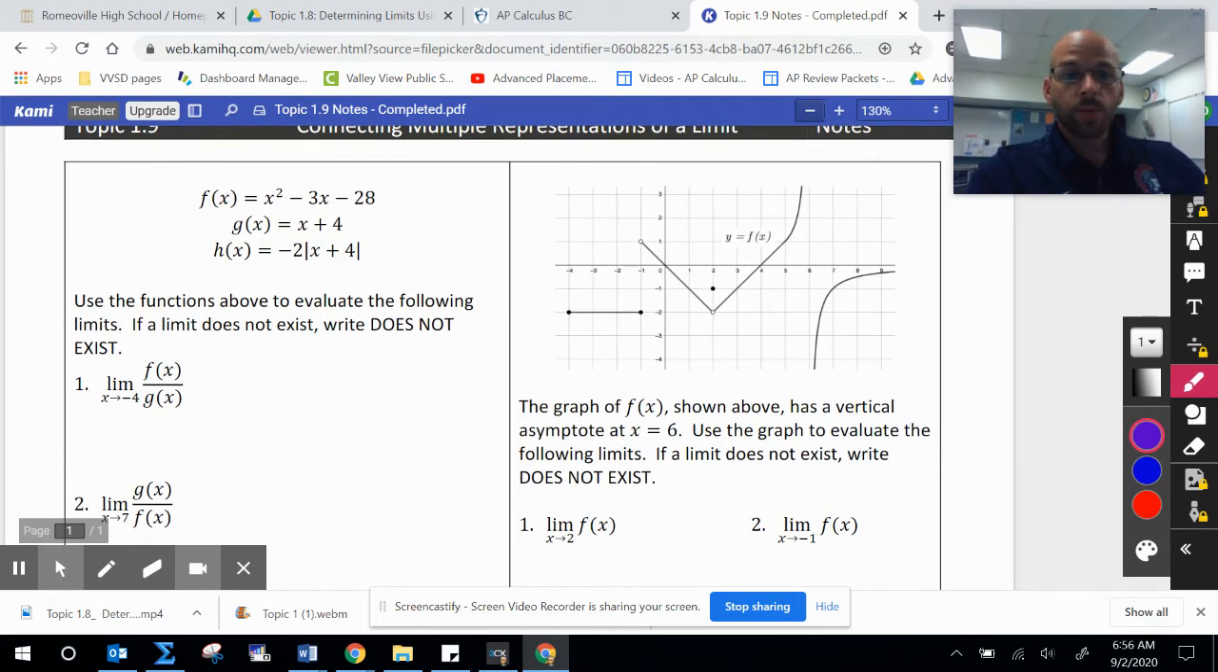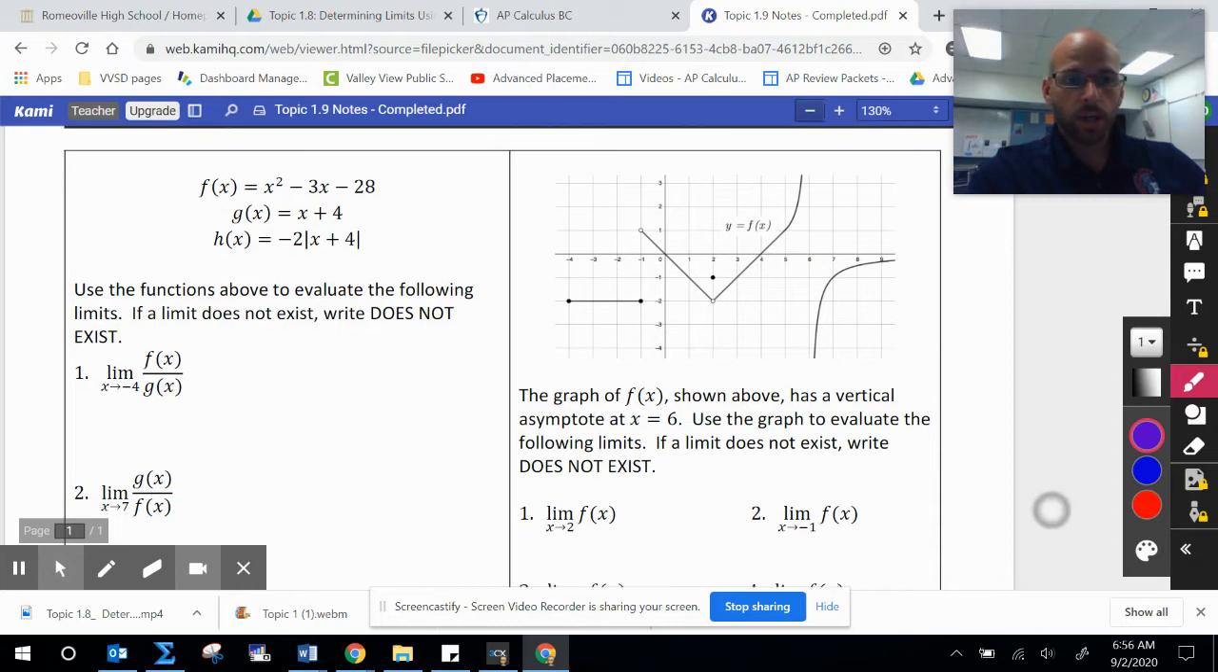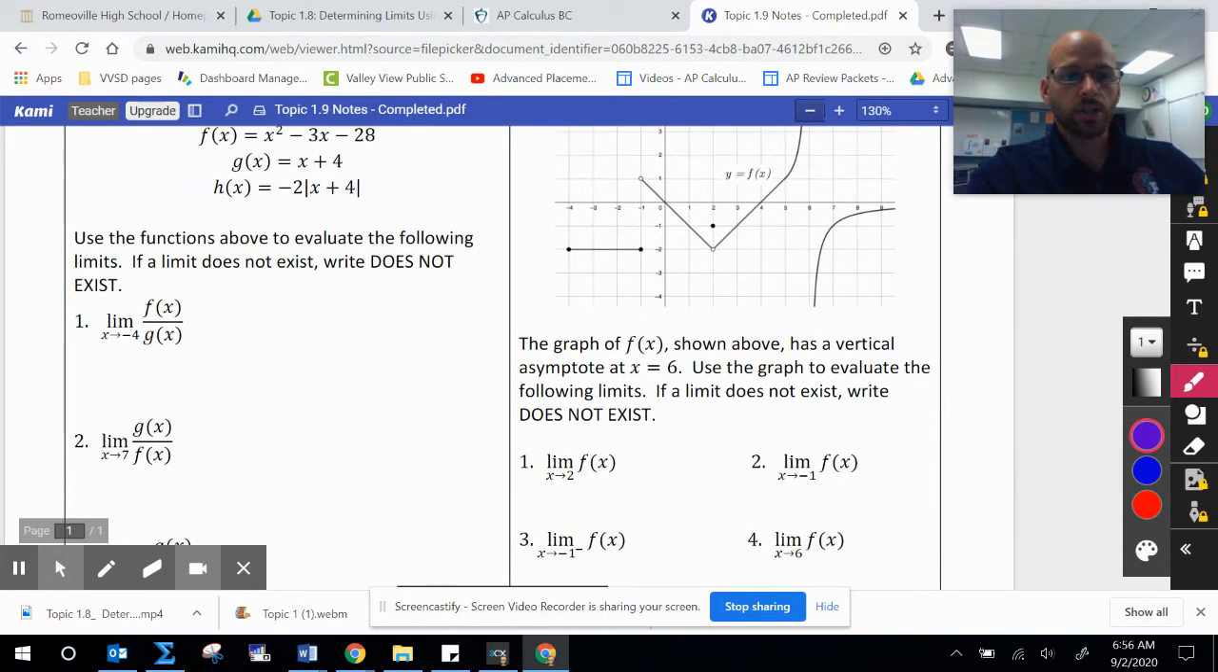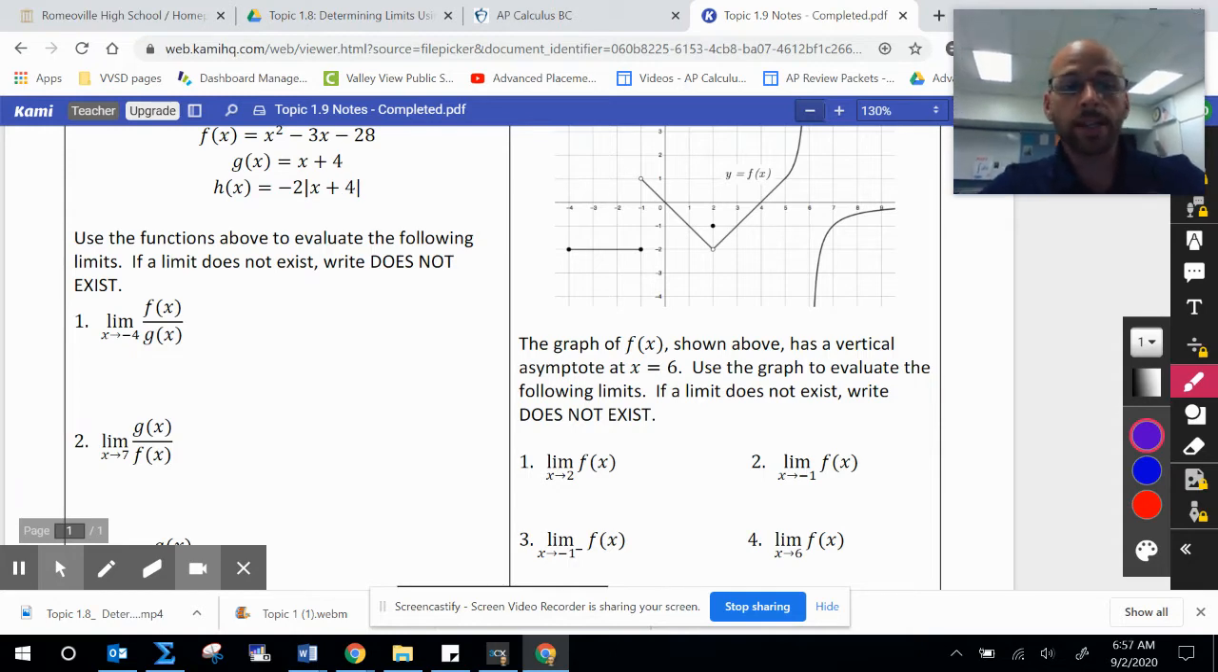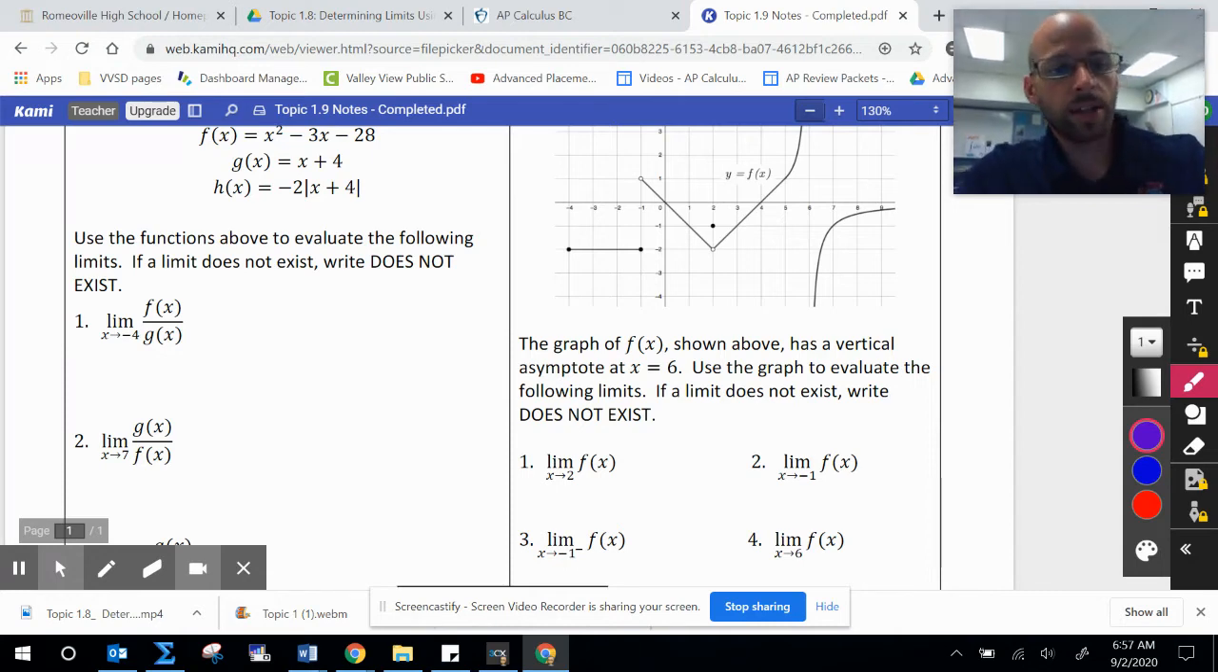Okay. I give you three functions, f, g, and h. And we're going to use those three functions to answer these questions, trying to use proper notation along the way. I know there's not a lot of room to write, so we're going to do the best that we can. So I want to evaluate the limit for number one as x approaches -4. It's a two-sided limit of f over g of x.